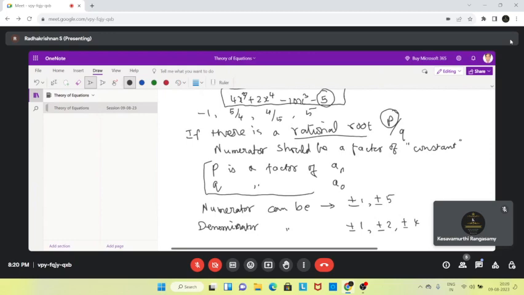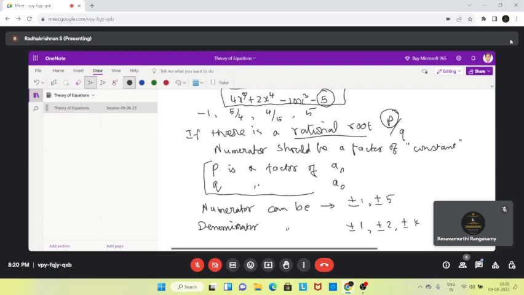So that is how you typically write a polynomial, right? a0 into x to the power of n plus a1 into x to the power of n minus 1, like that, because you write the highest degree first.